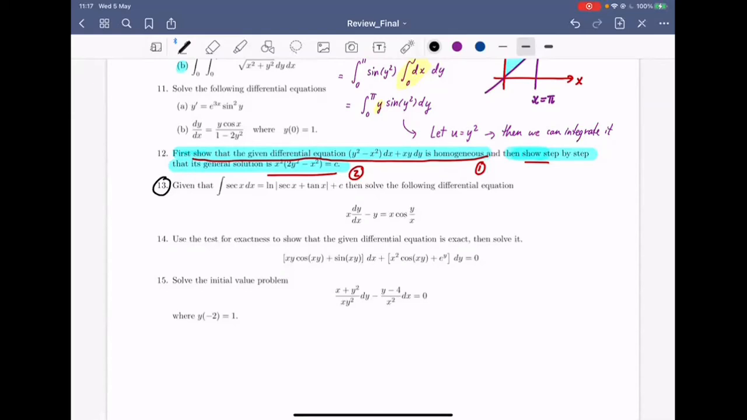Okay. We're going to do an exact differential equation, one more question, and that is all for today. So if you have any questions, let me know in the chat, please.